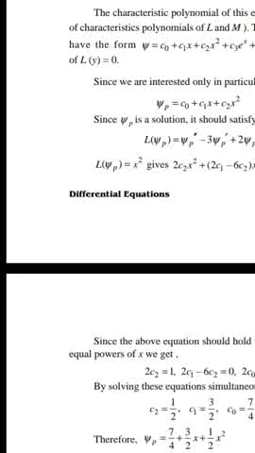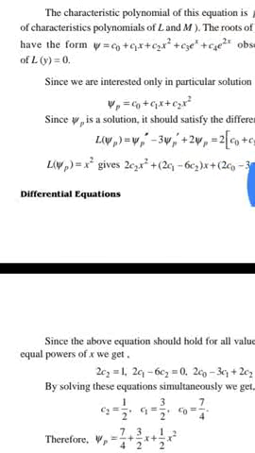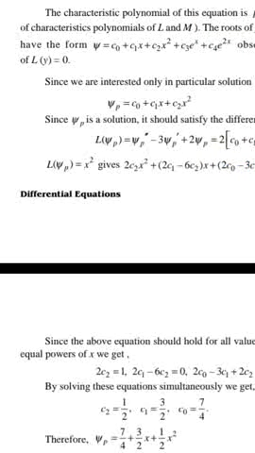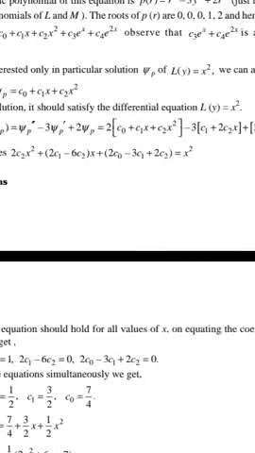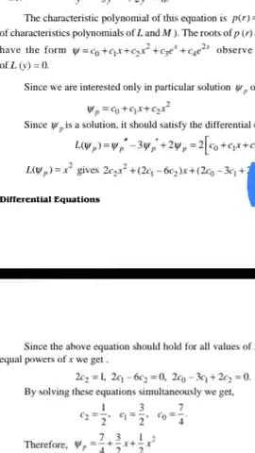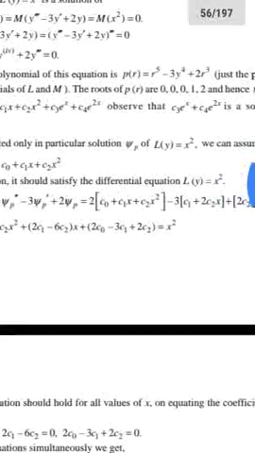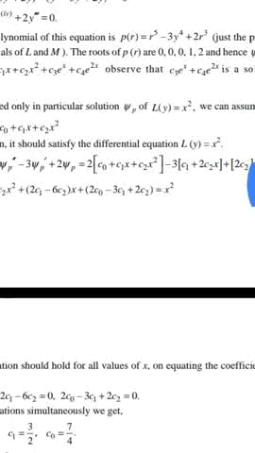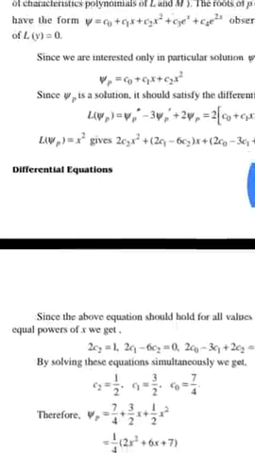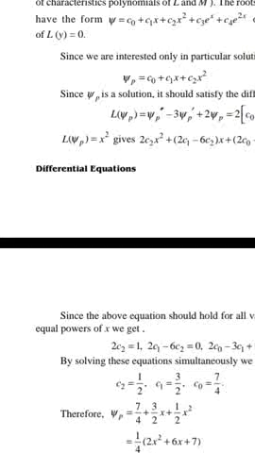Hence psi must have the form psi is equal to c naught plus c1 x plus c2 x square plus c3 e raised to x plus c4 e raised to 2x. Observe that c3 e raised to x plus c4 e raised to 2x is the solution of L of y is equal to 0. Since we are interested only in a particular solution psi p of L of y is equal to x square, we can assume psi p is equal to c naught plus c1 x plus c2 x square.